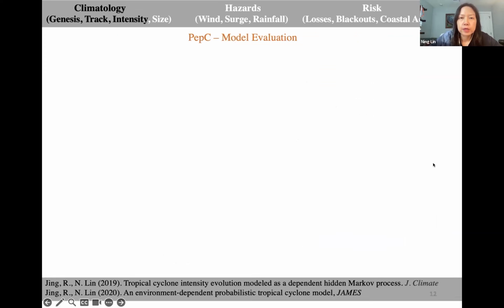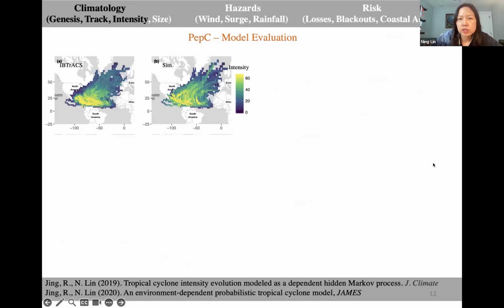So we evaluate this model. Here we're showing the comparison between historical observation on the left and simulation on the right on the intensity evolution over the historical tracks. You can see that we can capture the pattern very well.